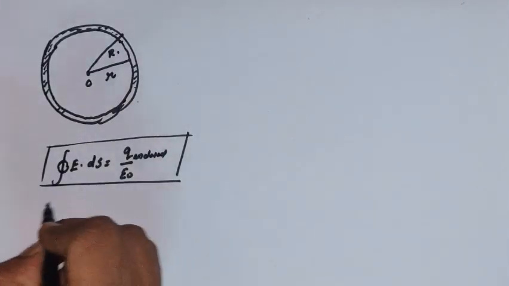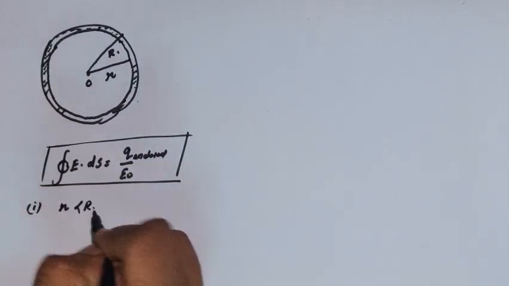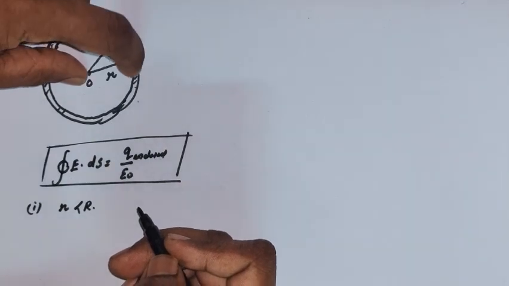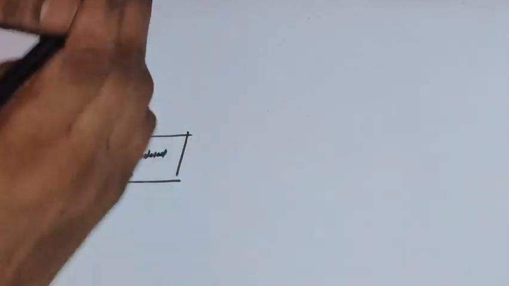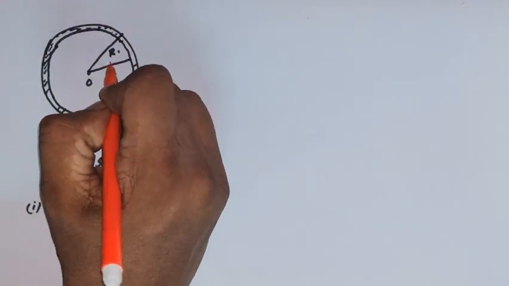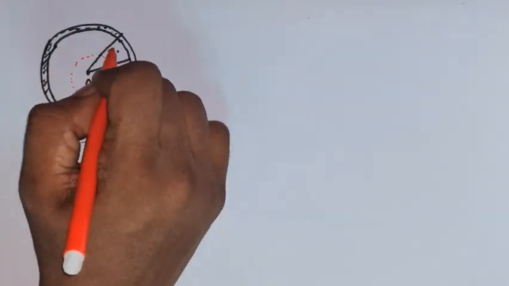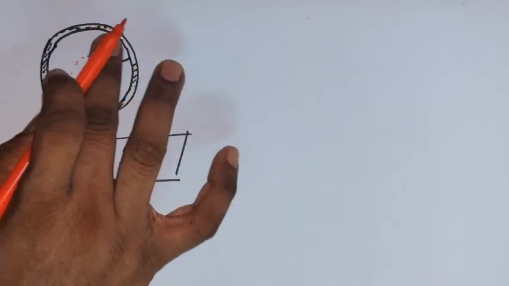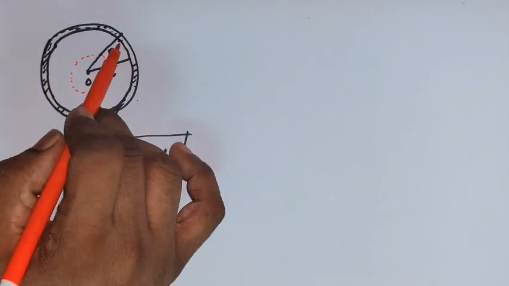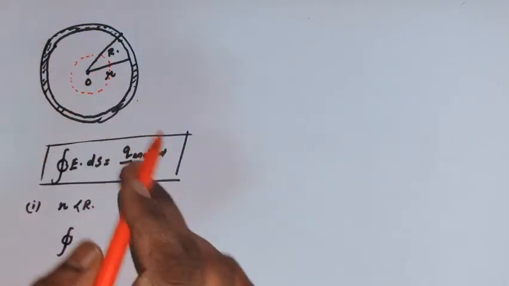Now we are going to analyze two regions. In the first region, the radius of the surface is less than capital R. Suppose we take this as a closed surface, or any closed surface inside the hollow sphere. If you look at this closed surface, there is no charge because it is totally empty inside the hollow sphere. The charge is distributed only at the surface, at a distance capital R.